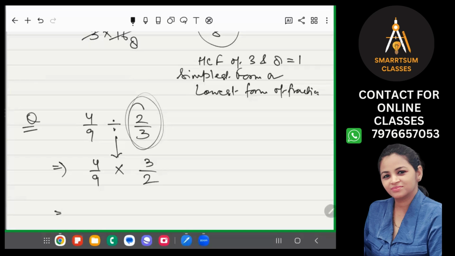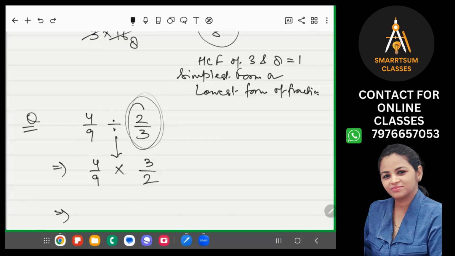Are you getting that? Now you can simply multiply. What do we have to do? We first convert the division into multiplication. How do we convert it? We convert division into multiplication and take the reciprocal of the second fraction, the divisor fraction. Never take the reciprocal of the first one, you will get the wrong answer.